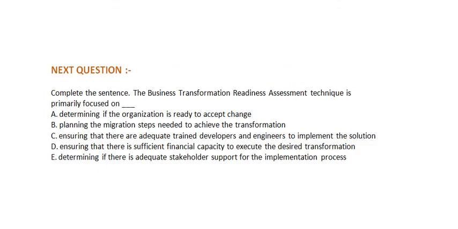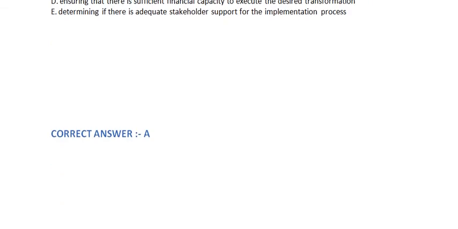Today's questions are, complete the sentence. The business transformation readiness assessment technique is primarily focused on: Option A, determining if the organization is ready to accept change. Option B, planning the migration steps needed to achieve the transformation. Option C, ensuring that there are adequate trained developers and engineers to implement the solution. Option D, ensuring that there is sufficient financial capacity to execute the desired transformation. And option E, determining if there is adequate stakeholder support for the implementation process. The correct answer is option A.